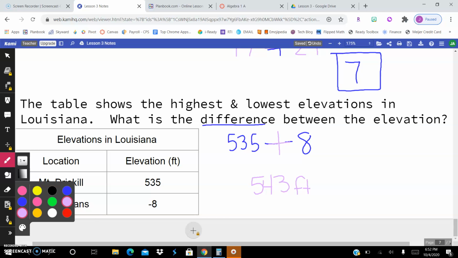Again, you could have thought you're at 535 and you've got to get to -8. How many hops would it be? You could have thought about starting at -8 and hopping up to 535. How many hops between the two numbers? Well, you know you have to go from -8 to 0, which would be 8 hops, and then you have to go from 0 to 535, so you have another 535 hops. So you would add the two together to figure out the distance between the two.